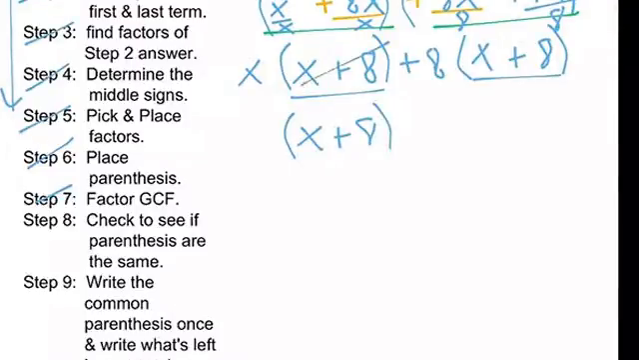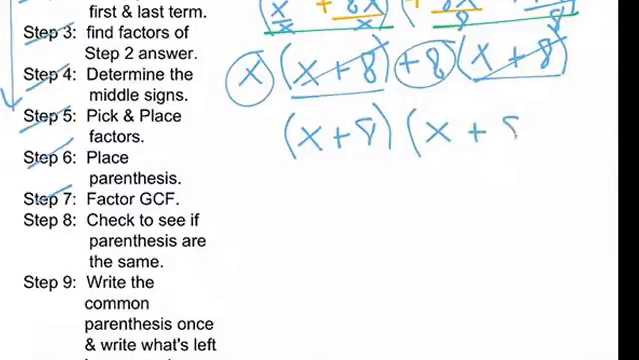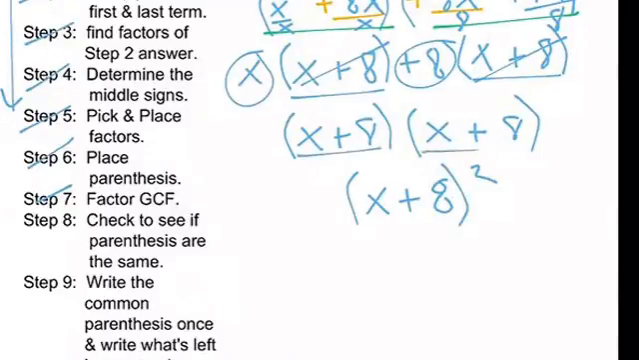x plus 8, I'm writing it one time, and it leaves me with an x plus 8. So that is my answer. You can also write this answer as x plus 8 squared, because it is being multiplied by itself twice, which is what squared means.